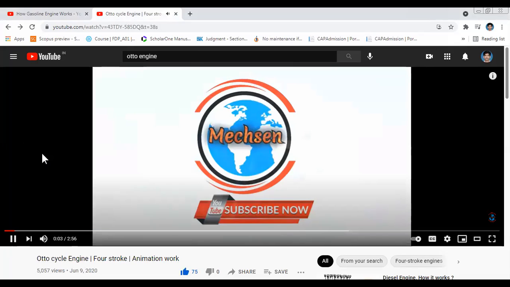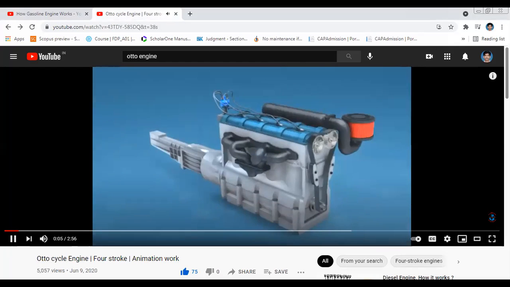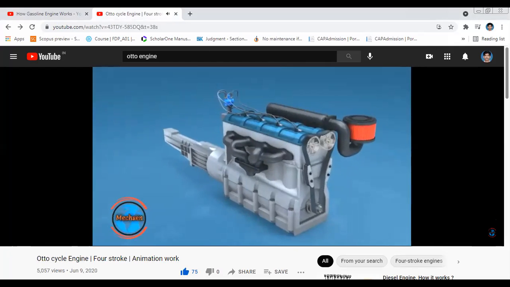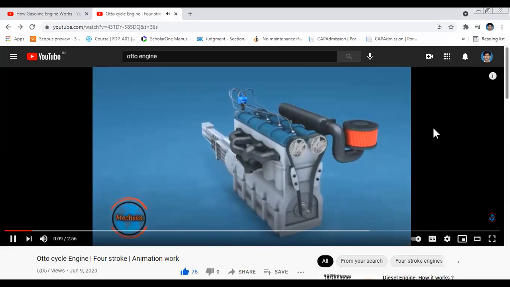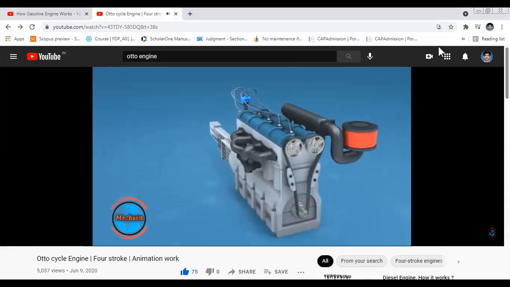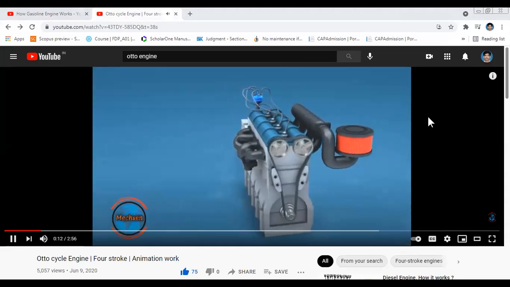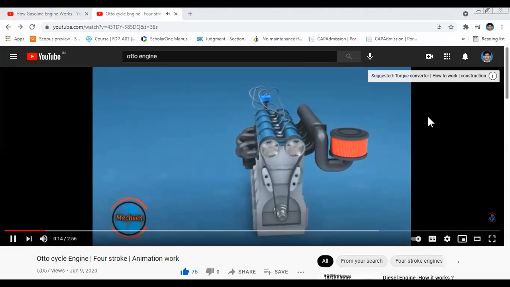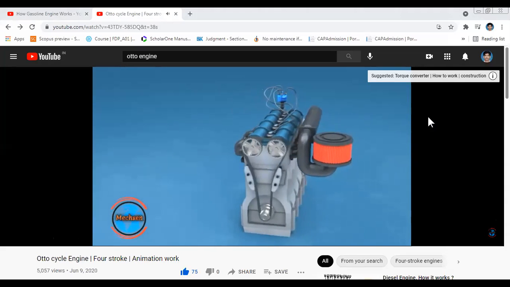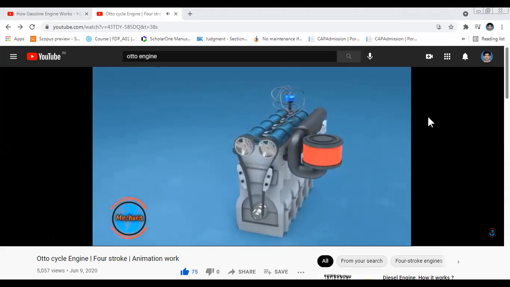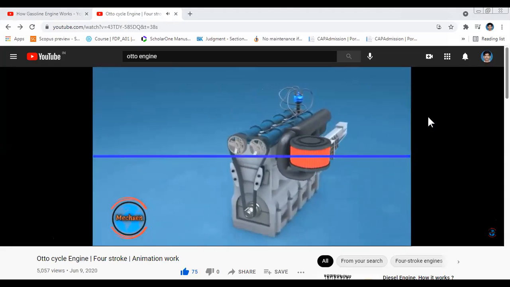Let's start the video. The Otto engines are called four-stroke engines. The intake stroke and compression stroke require one rotation of the engine crankshaft. The power stroke and exhaust stroke require another rotation. For two rotations there is one work generating stroke.